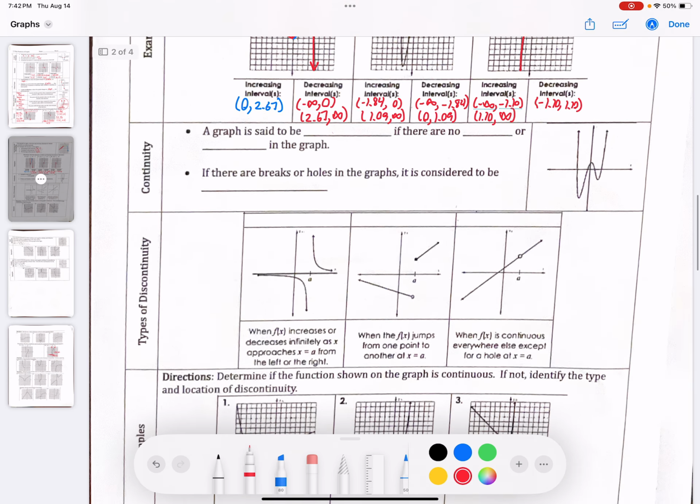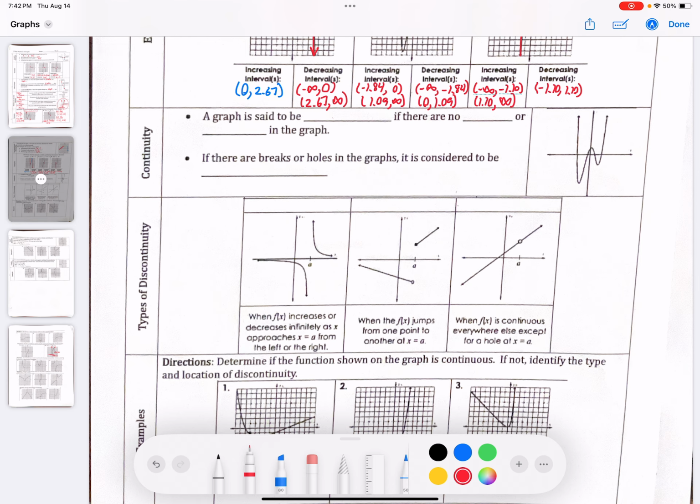So continuity is our next discussion. A graph is said to be continuous if there are no breaks or holes in the graph. If there are breaks or holes in the graph, it is considered to be discontinuous. We have three different types of discontinuity. If it's continuous, there is no different type. But if it's discontinuous, there are different types of discontinuity.